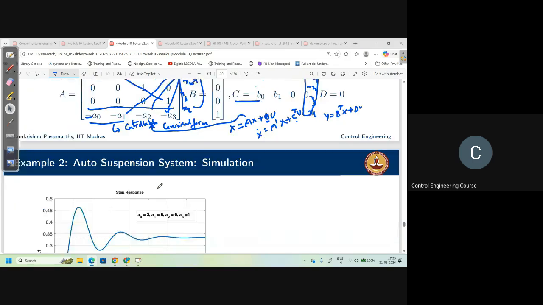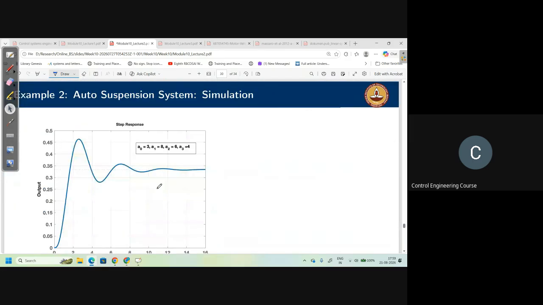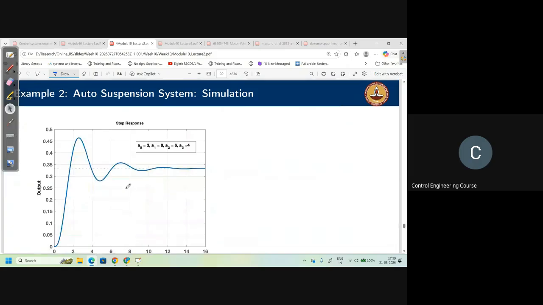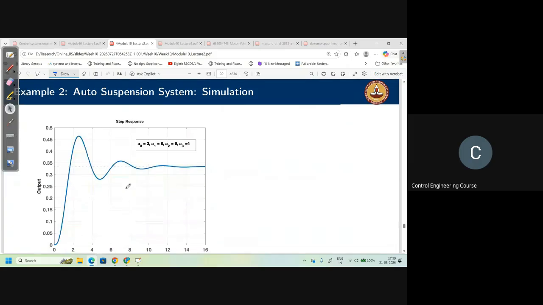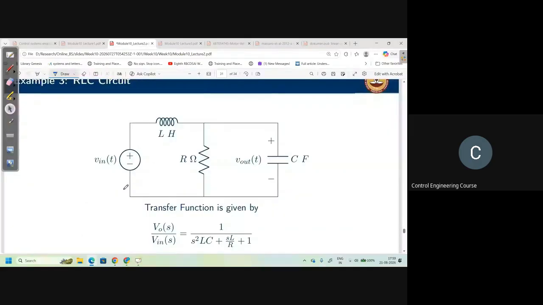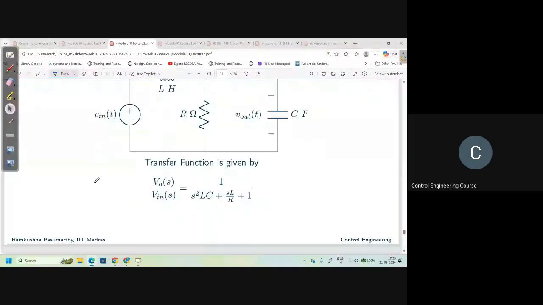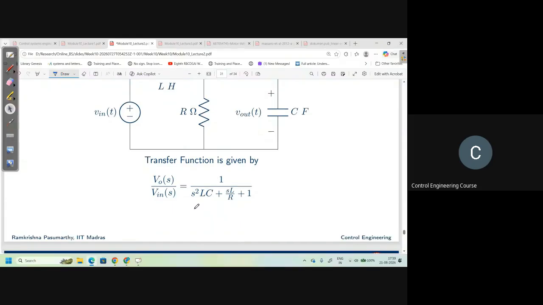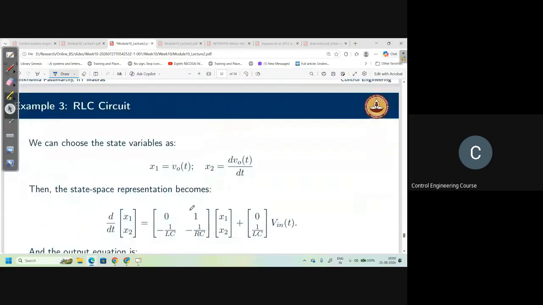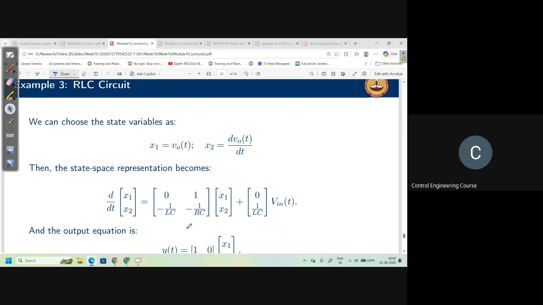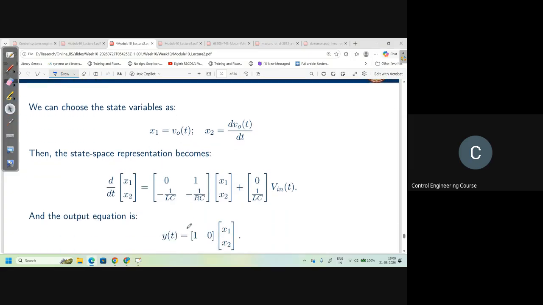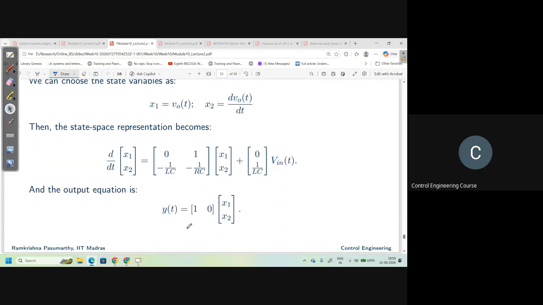And this is the MATLAB simulation for the same system. And the third example is an RLC circuit. Here they directly give the system transfer function, V naught by Vs, equal to this one. With a similar approach you can also find the state space representation for the given transfer function. You can take it as an example exercise and try this one.